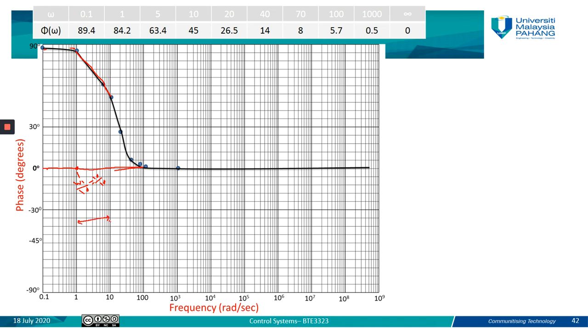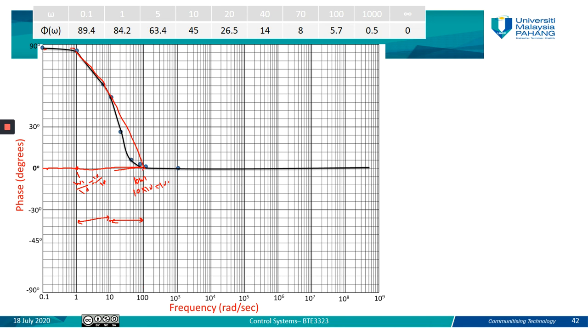Then the second decade will be here. Also, it will drop by 45, continuing 45 per decade, until we reach 100. 100 represents the value of 10 omega 1. 10 omega 1 means 10 times 10, so it is 100. So we reach 100.